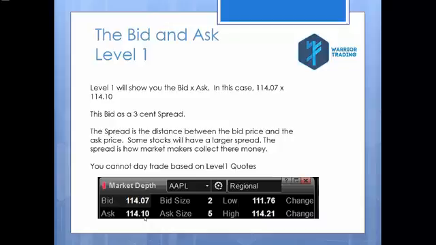All right, and this is what the level 1 looks like. We've got Apple's bid right here. We've got a bid of 114.07 with an ask of 114.10.